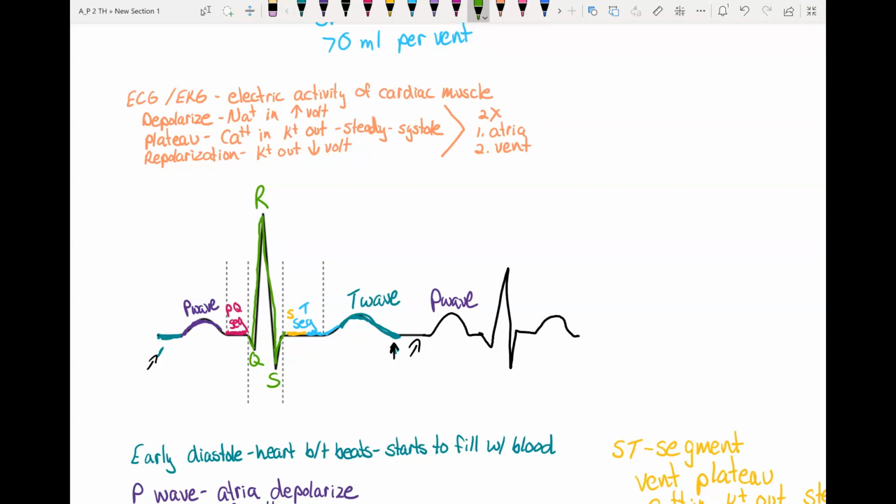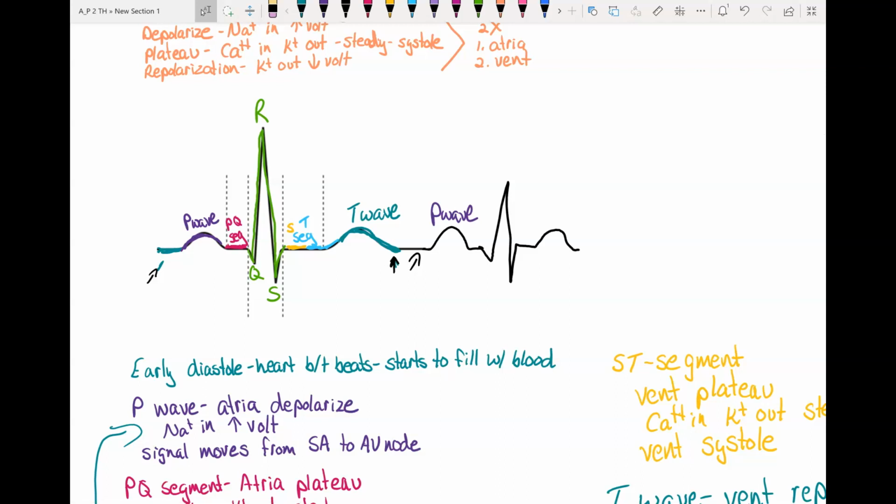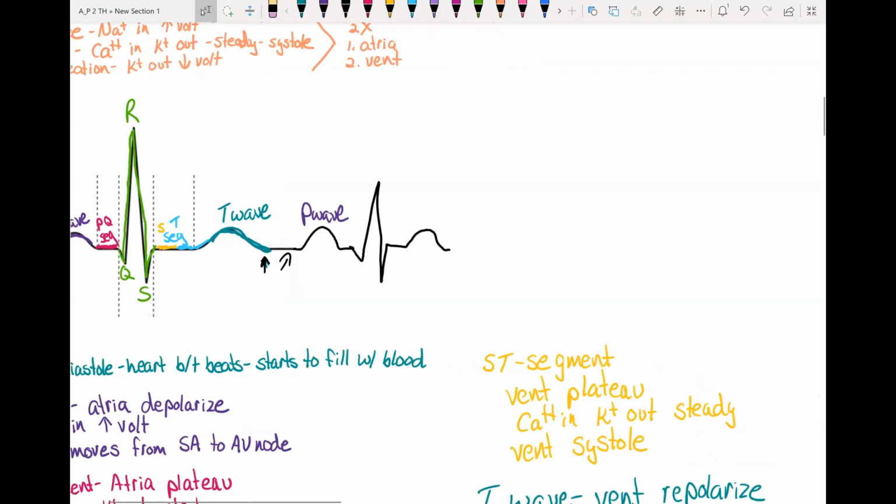If I said we're going through these three steps, so we have atria depolarize at the P wave, plateau at the PQ segment. Then we jump up to the QRS complex with the ventricles depolarizing. We skipped atria repolarizing. There is a reason we skip that. It does happen, but it's not shown here. So atria do repolarize. But they do so at the same time as the ventricles depolarize.